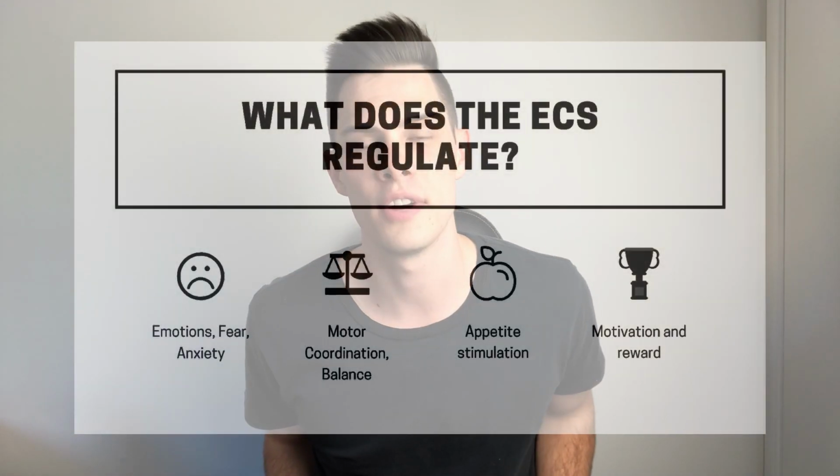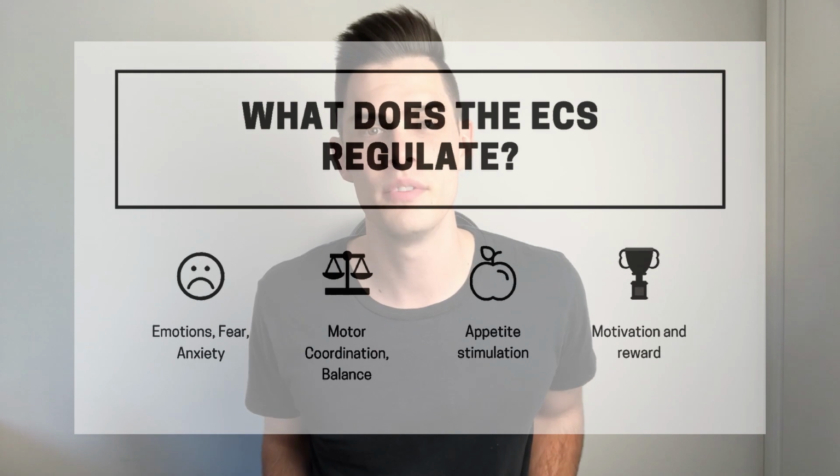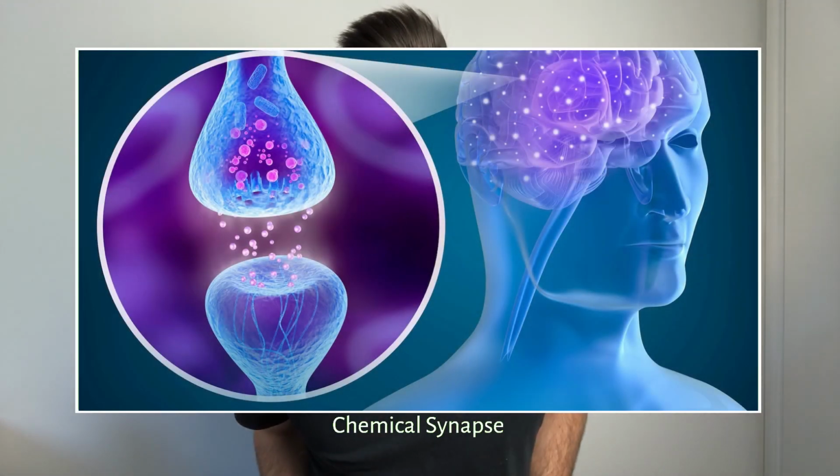Well, it has a few, and just to name a couple, it's involved with stress, pain regulation, as well as appetite stimulation. So in response to a stimulus, whether that's the need to eat or stress, your endocannabinoid system will quickly get to work to restore balance. To understand how cannabinoids affect us, we first have to look at how messages are actually sent around our body.